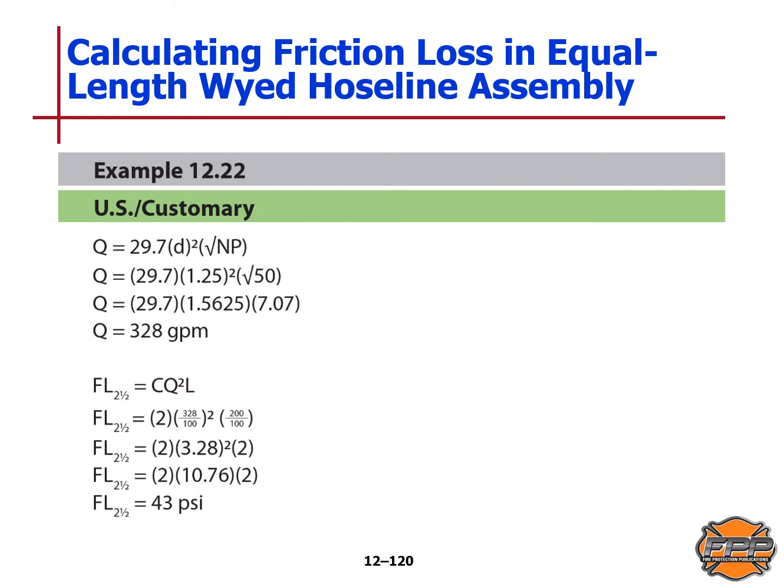And then we look at friction loss 2.5 equals 2 times 3.28 squared times 2. And friction loss at 2.5 equals 2 times 10.76 times 2. We're just working out the math. So it gives a friction loss at 2.5 of 43 psi.